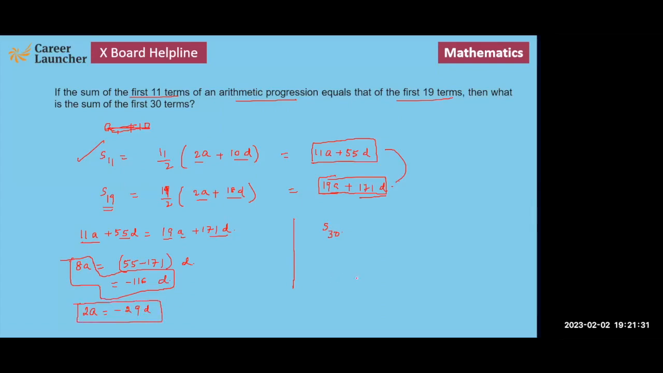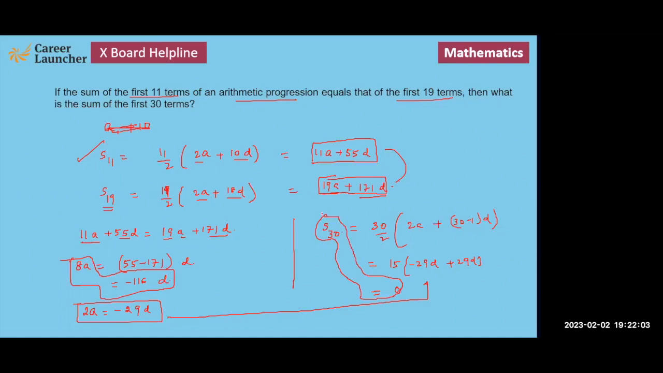Now, what is it that we want to do? We want to find out what is the value of S30. S30 will be equal to 30 by 2 into 2a plus n minus 1, 30 minus 1 into d. So from this comes 15 into the value of 2a, substitute it here from above, minus 29d plus 29d, which is equal to 0. So this is the other way to solve this using the conventional methods.